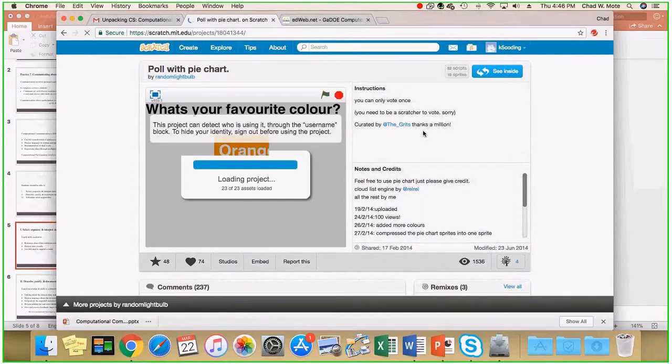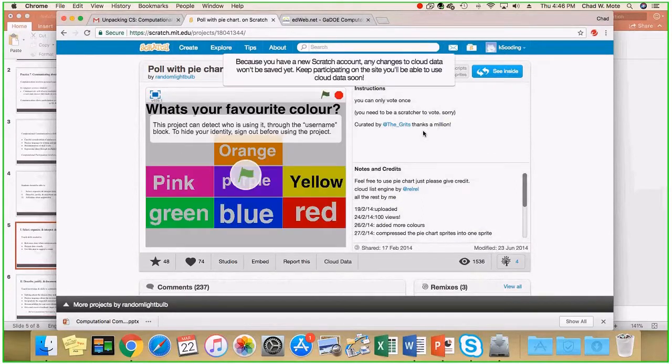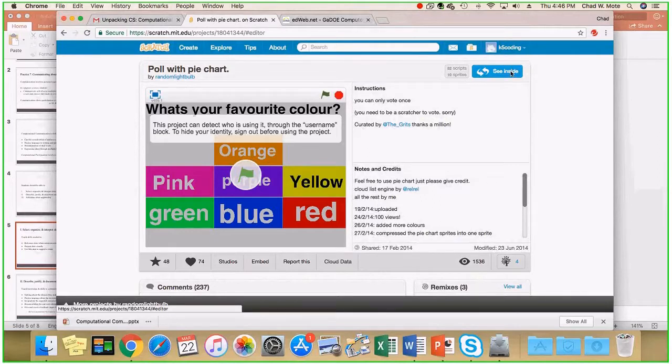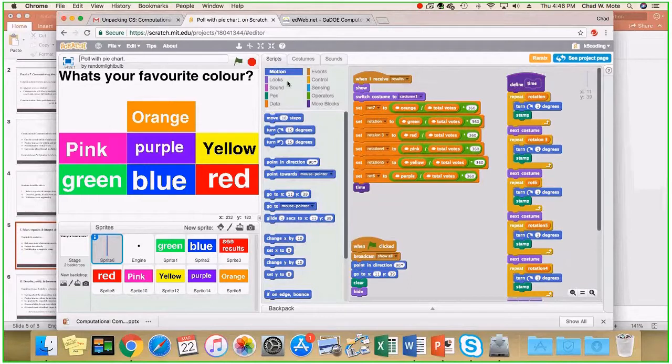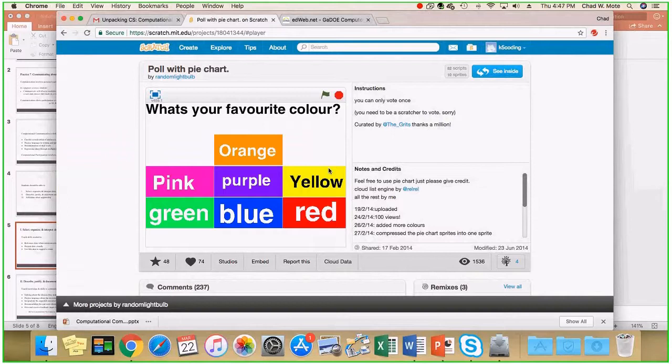All right, so this is a poll that's been created, and you saw this pop up: new Scratch account, changes to cloud data won't be saved yet, keep participating, and then that will be included. So this project, see how complicated the code is, actually collects this data and then pulls it together with other people around the world who have participated in this project.